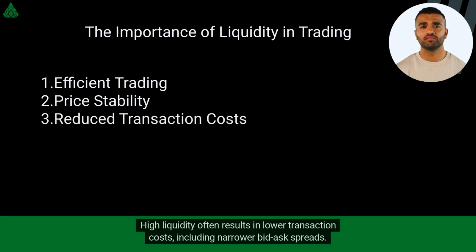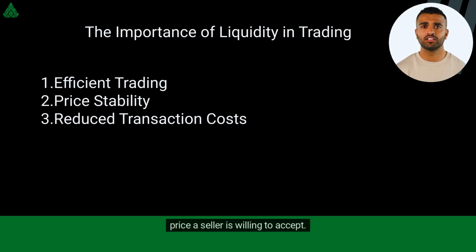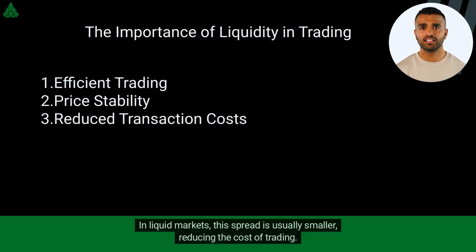High liquidity often results in lower transaction costs, including narrower bid-ask spreads. The bid-ask spread is the difference between the highest price a buyer is willing to pay and the lowest price a seller is willing to accept. In liquid markets, this spread is usually smaller, reducing the cost of trading.